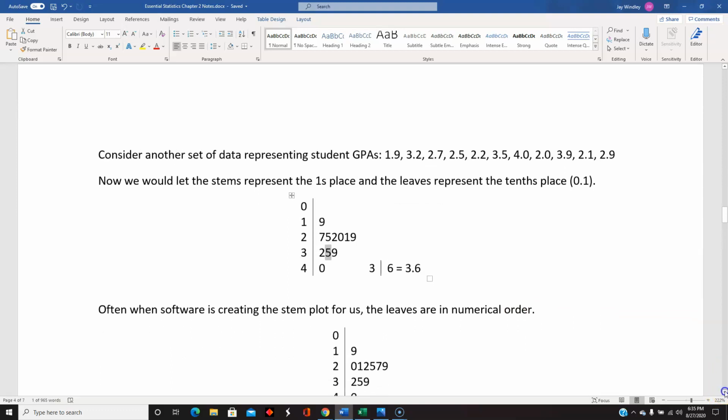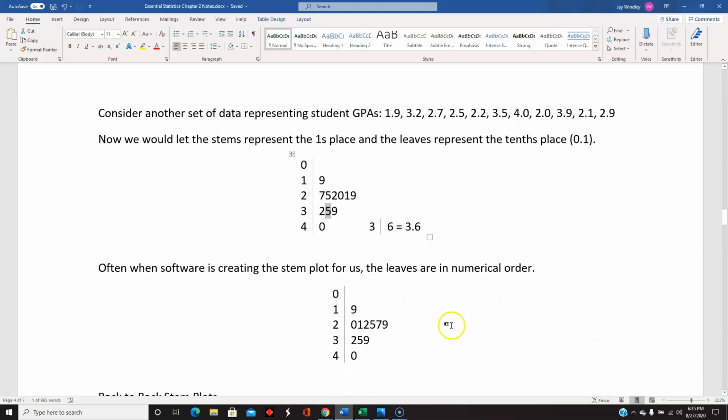Oftentimes when some kind of computer software is creating the stem and leaf plot for us, this is the exact same stem and leaf plot, but what I've changed is these leaves are in numerical order. Usually when computer software creates a stem and leaf plot for us, it puts the leaves in numerical order like this, not in the order that they appear in the data set. And also, when you are asked on the homework to create a stem and leaf plot, you are going to be expected to put the leaves in numerical order like this.